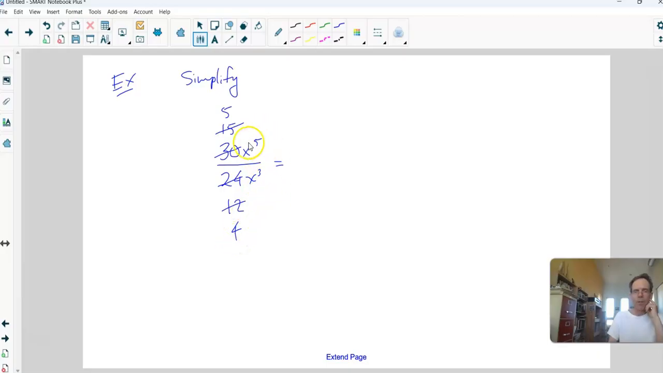How about the x variable? We've got 5 x's on the top, 3 on the bottom. So all 3 x's on the bottom will knock out 3 of the ones on the top. So we have 5. If we subtract 3 from that, we have 2. So our final result is 5x squared over 4. All right, that's it. That's the simplified fraction.